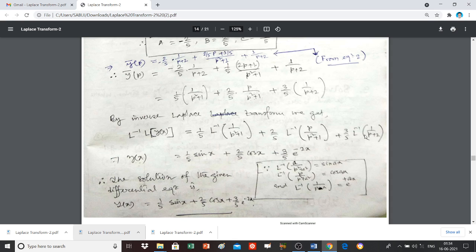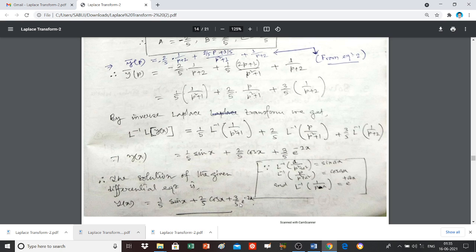And this term will give you, because you know that L inverse of 1 by (p minus a) is equal to e to the power ax. In this case, you can write from here that a is minus 2, so 3 by 5 e to the minus 2x. So this is the result. The solution of the given differential equation is y(x) equal to 1 by 5 sin x plus 2 by 5 cos x plus 3 by 5 e to the minus 2x.